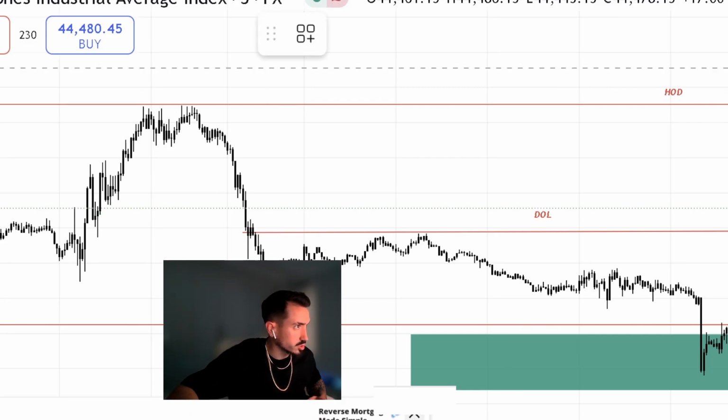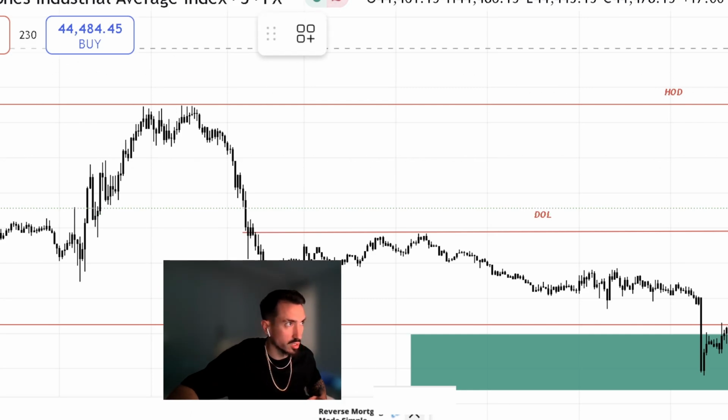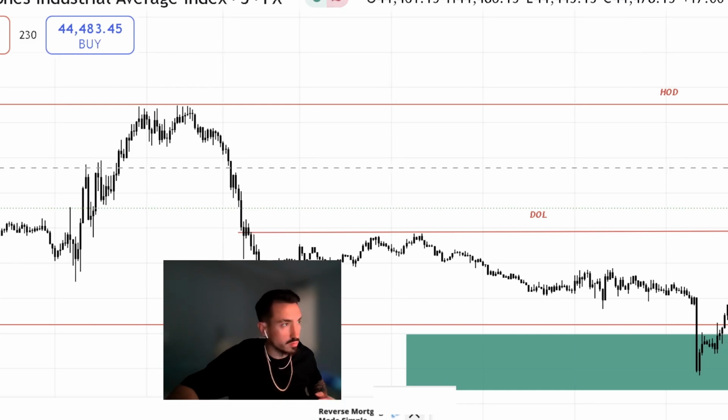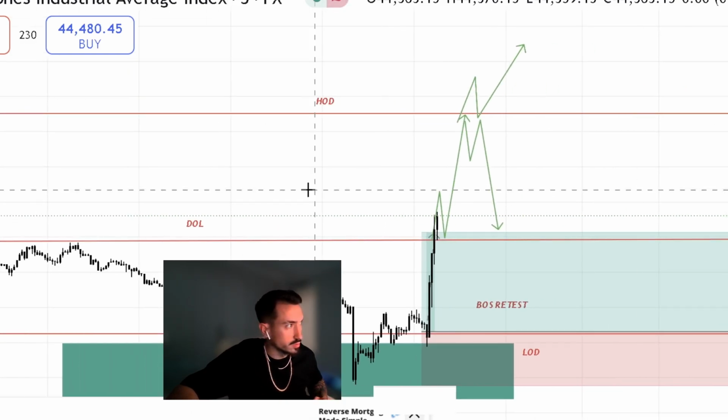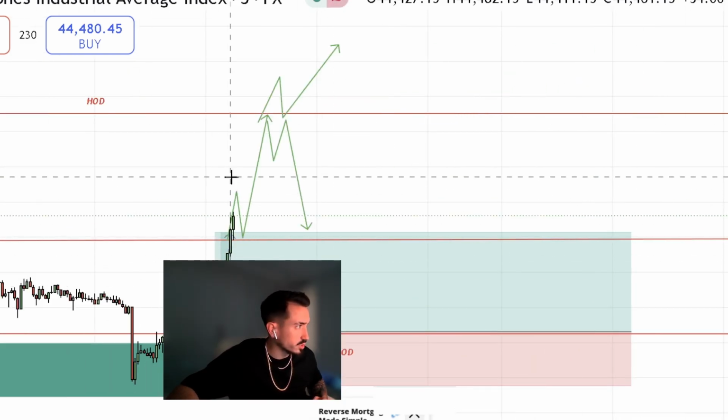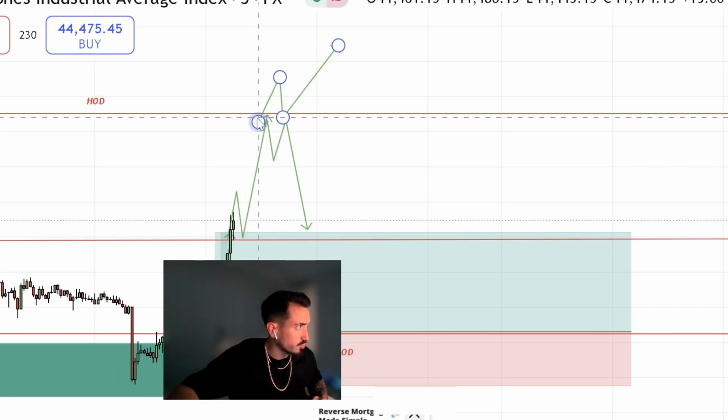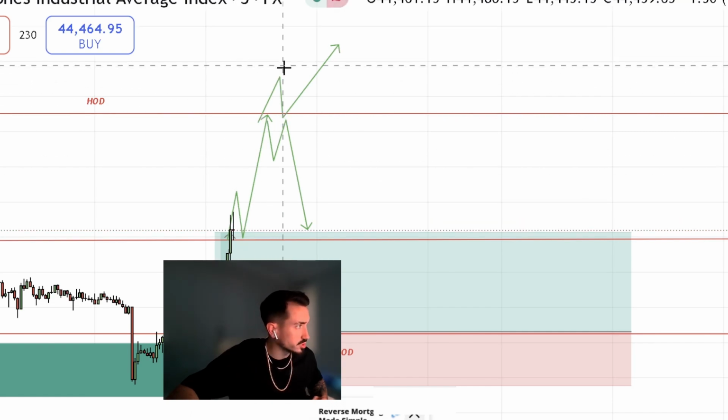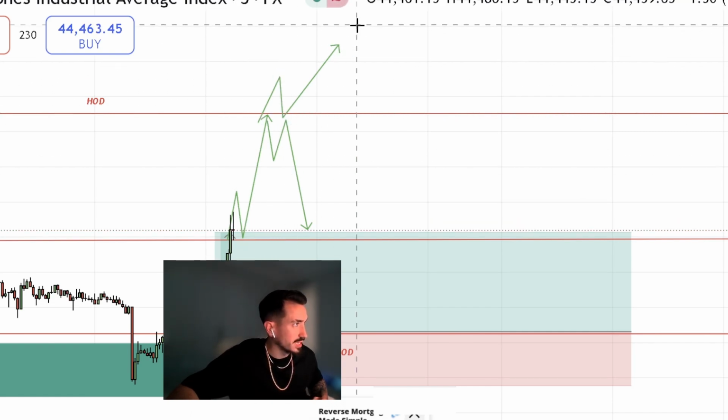or a break of structure, retest, and then we would long. So we could have right here a break of structure with a retest all the way to the high of the day, and then this could be an area to short, or we could have a break of structure, a retest, and go to the all-time highs that we're currently experiencing in the markets.